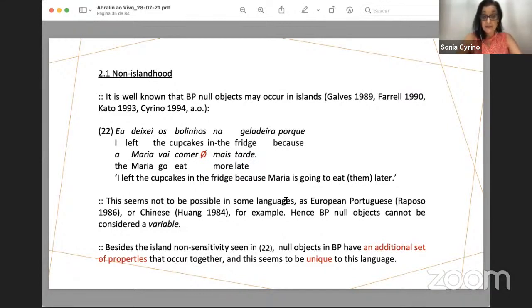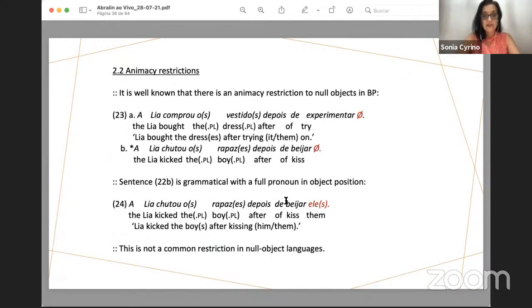Besides this island non-sensitivity in 22, Brazilian Portuguese has other properties that occur together, and this seems to be unique in the language. For example, animacy restrictions that I have already mentioned. So in Brazilian Portuguese, a sentence as 23A is possible, Alia chutou o vestido depois de experimentar, but Alia chutou o rapaz depois de beijar is strange out of the blue. Now, sentence 23B is grammatical with a full pronoun in object position. I can say Alia chutou o rapaz depois de beijar ele, or eles. And this is not a common restriction in null object languages, animacy restrictions.